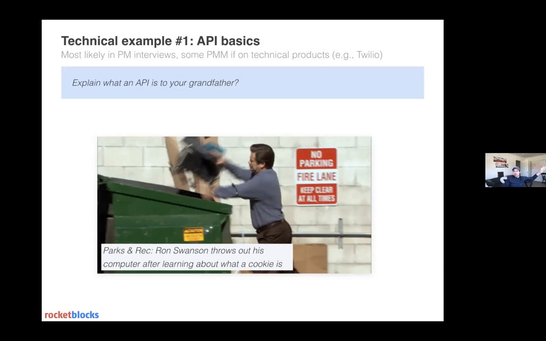Does anyone watch Parks and Rec, by the way? Does anyone get the reference on screen? Yes. Okay. I'm glad there's at least one person that gets it.